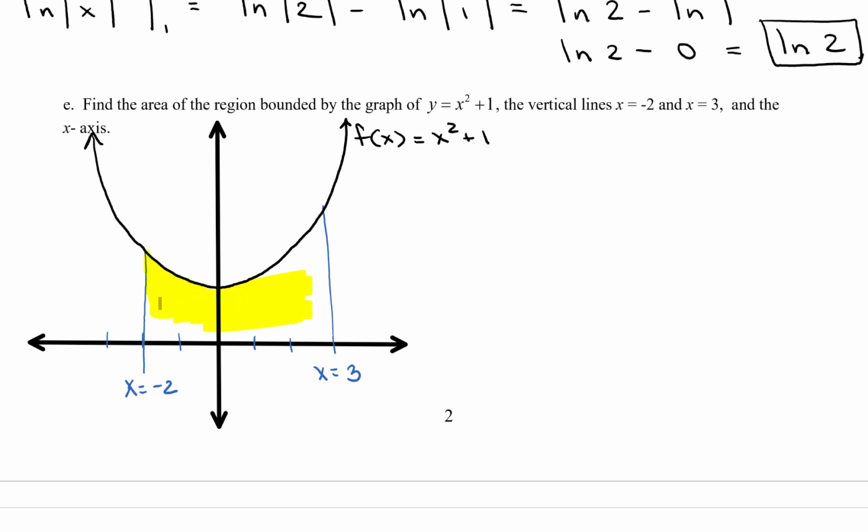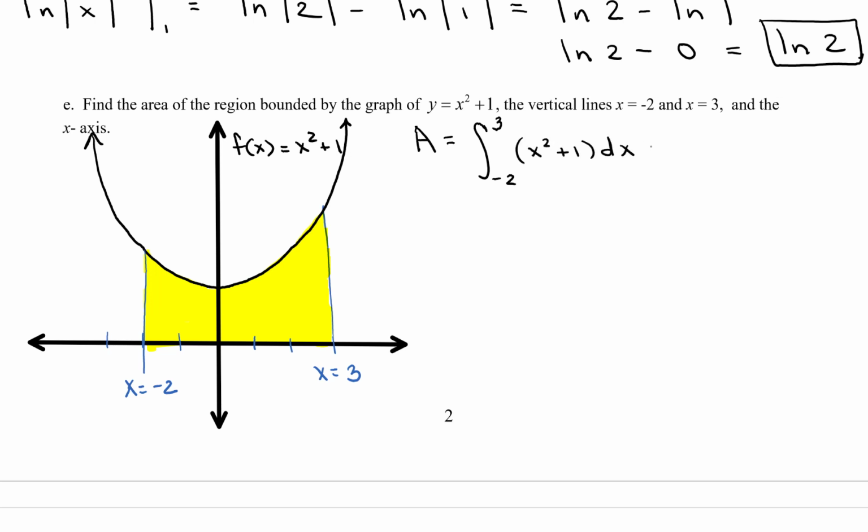I'm going to highlight in yellow the region bounded by the graph of f of x equals x squared plus 1, the x-axis, and the vertical lines x equals -2 and x equals 3. So I'm going to go ahead and move the equation that I wrote here where it says f of x equals x squared plus 1 towards the inside of the parabola and make it a little bit smaller just to make a little bit more space for me to write. I'm going to write A for area. A equals the integral from -2 to 3 of x squared plus 1 dx.